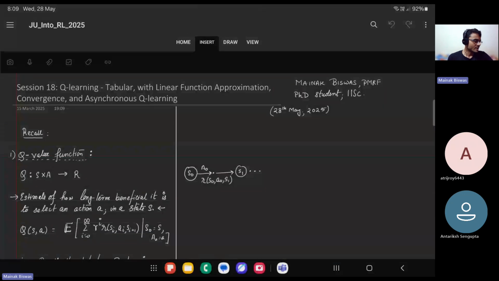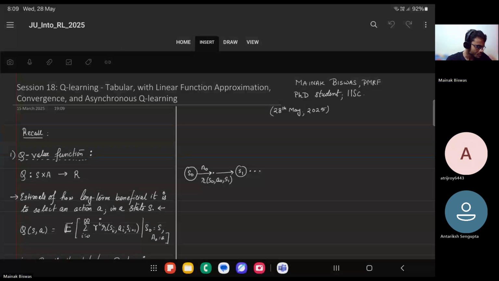So today we'll be discussing first reviewing what is Q-learning, and then going and discussing Q-learning with linear function approximation, a little bit of its convergence, and then asynchronous Q-learning. Q-learning is one of the most fascinating topics in reinforcement learning because originally people set out to learn the Q value function because we'll see how advantageous it is compared to just the value function.